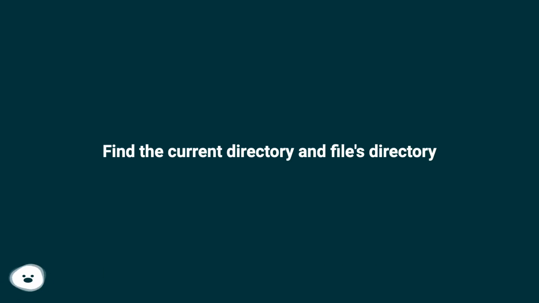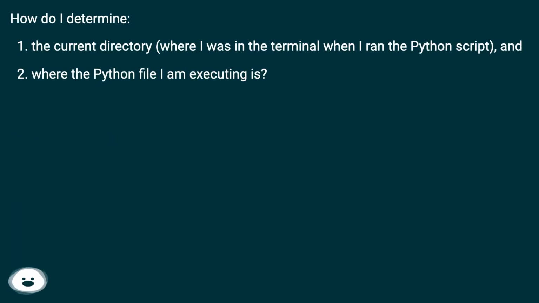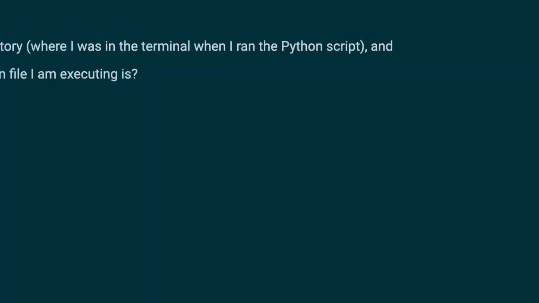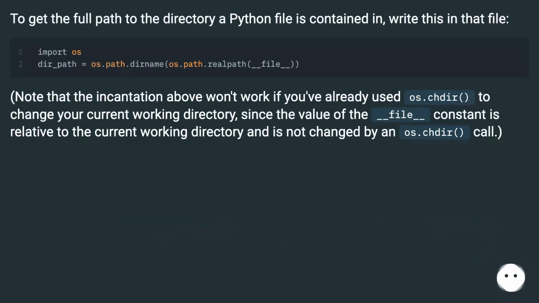Find the current directory in Files directory. How do I determine the current directory, where I was in the terminal when I ran the Python script, and where the Python file I am executing is? To get the full path to the directory a Python file is contained in, write this in that file.